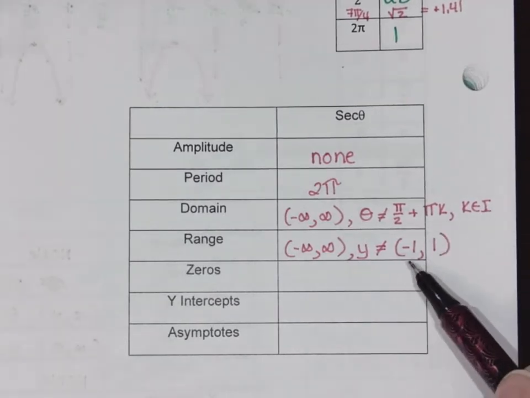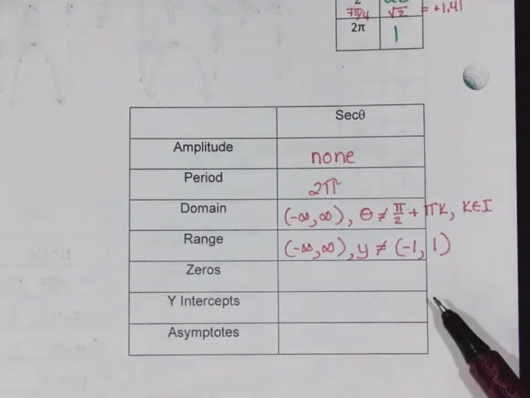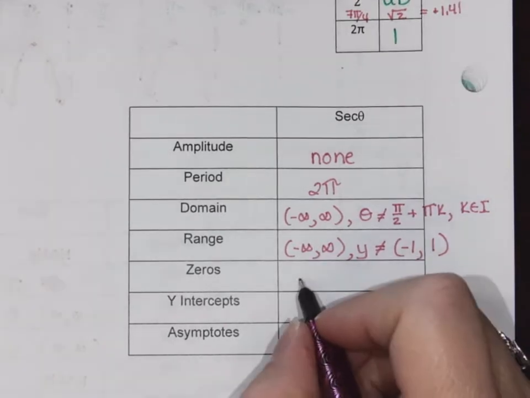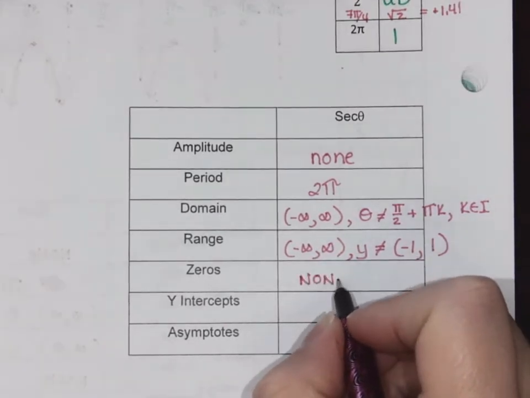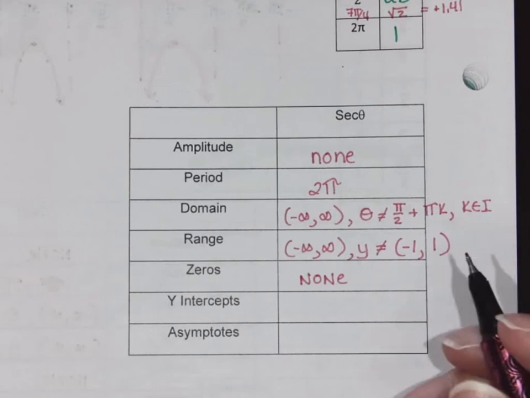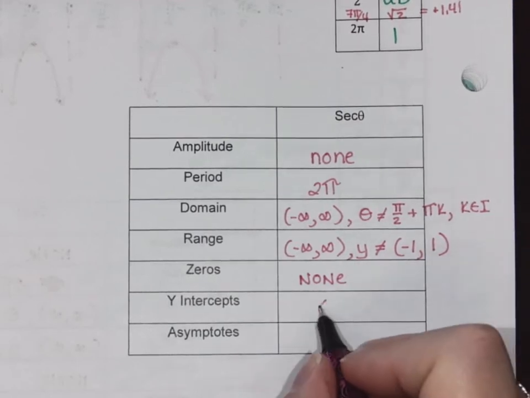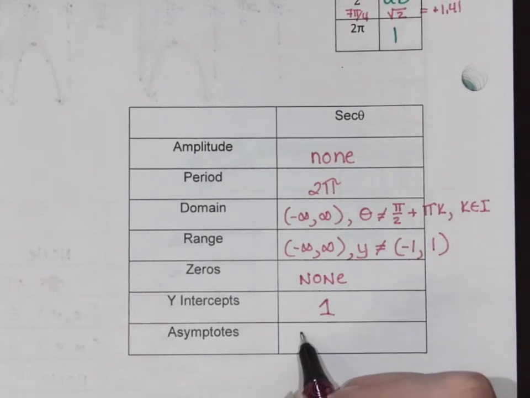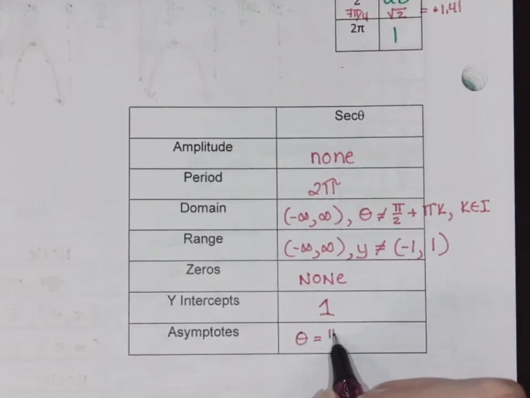X-intercepts. Y-intercept, no. 0. Nope. 1. Asymptotes, whatever the first one's. But what changed? This one has the cannot equal, this one is equal, because you're saying where the asymptotes are. And here this is a restriction saying where the domain does not exist.